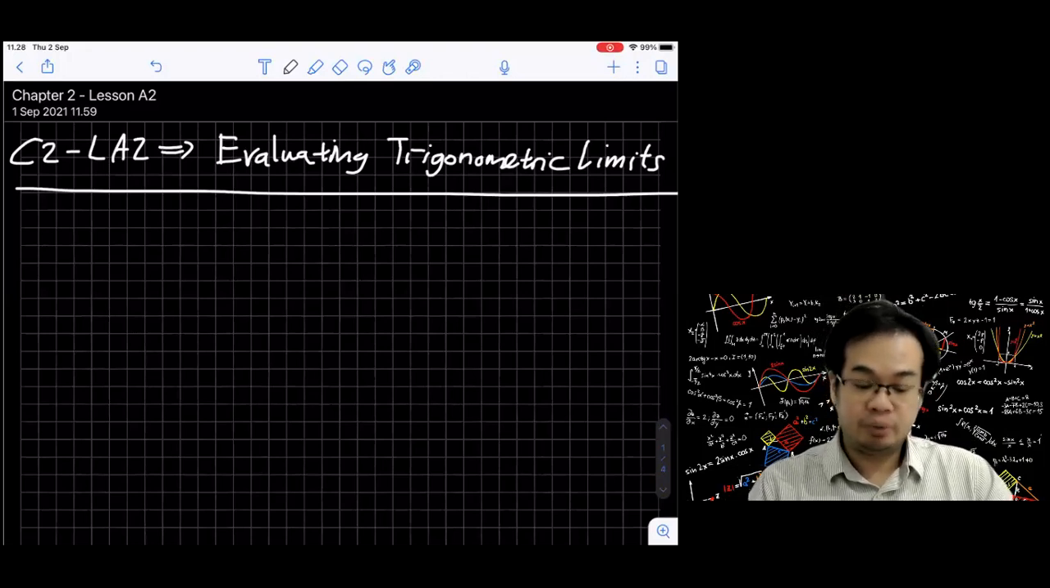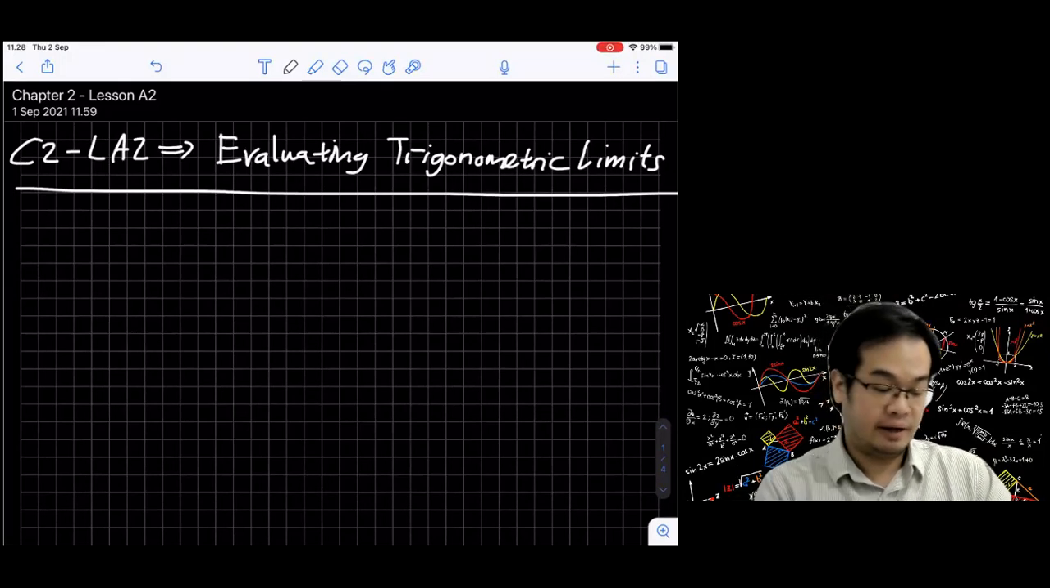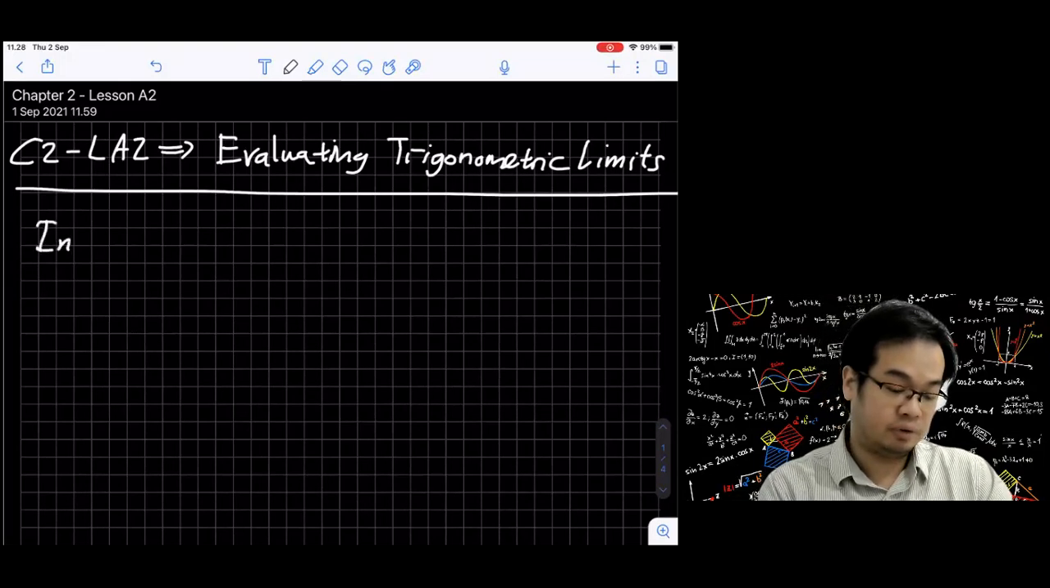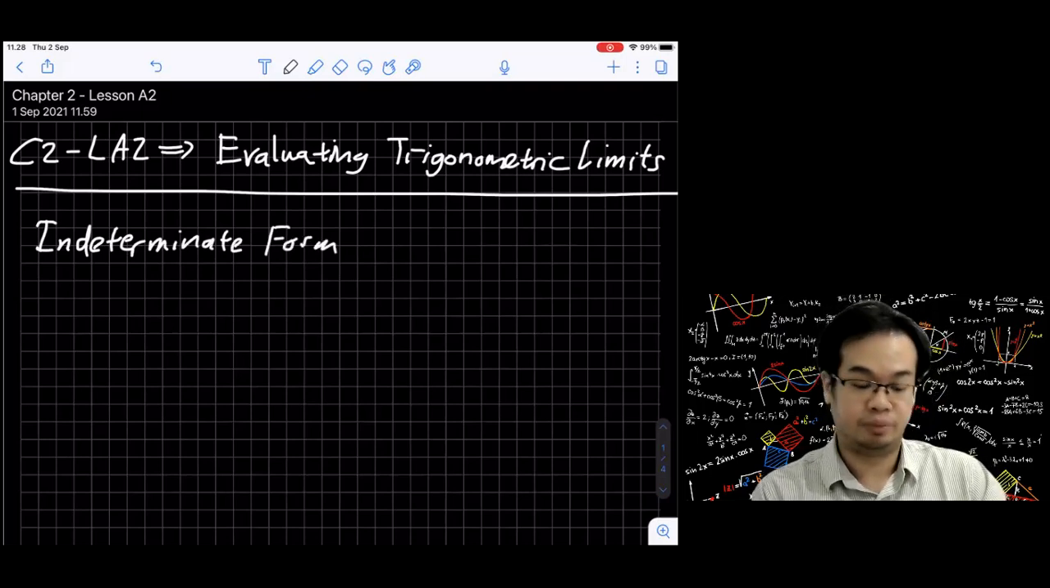So remember when we want to evaluate limits, what we need to do is substitute the value that x is approaching into the expression, into the function, and then we see whether the result is indeterminate form or not, right? And there are three types. Let's review first the indeterminate forms. There are three types of indeterminate forms.